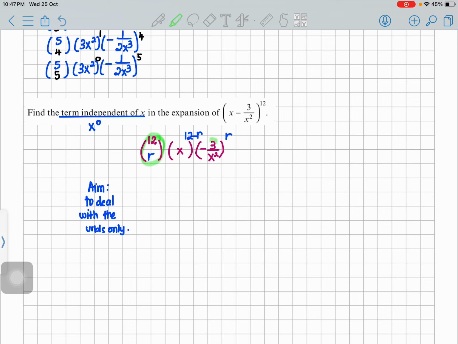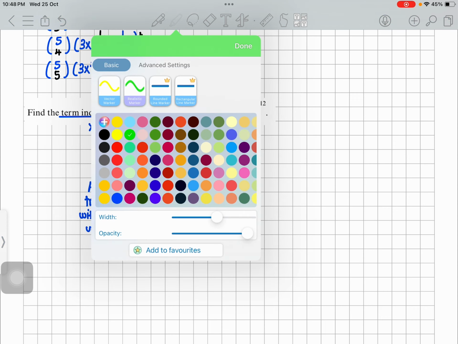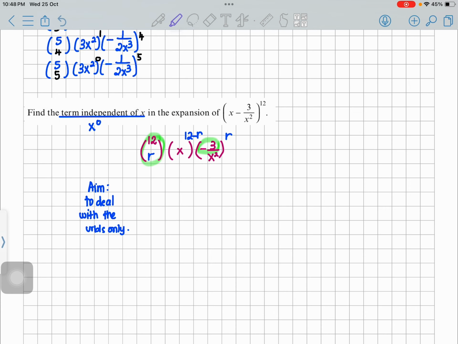And then this -3 here. -3 to the power of R, it's definitely a value. It's a constant. It is not going to give me anything in terms of x. So, do not bother with them. Only focus on your x. So, where is my x? It's here. This one and this one at the bottom. So let's just focus on that and write x power 12 minus r.